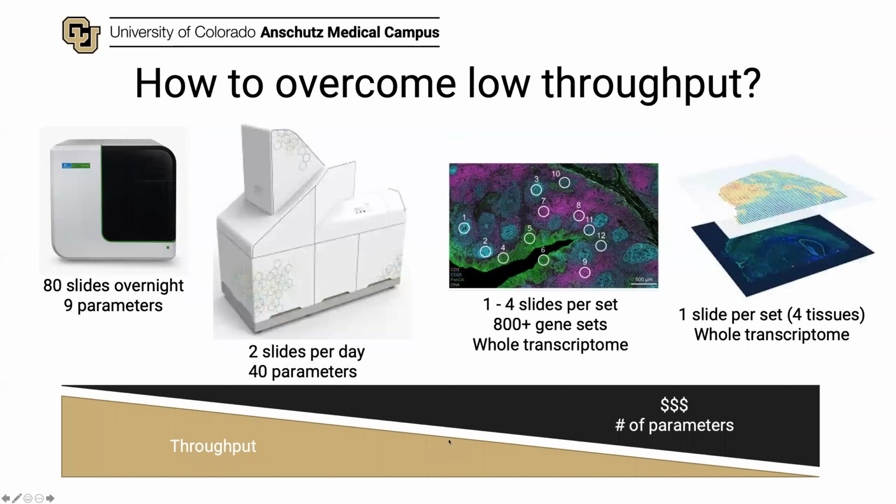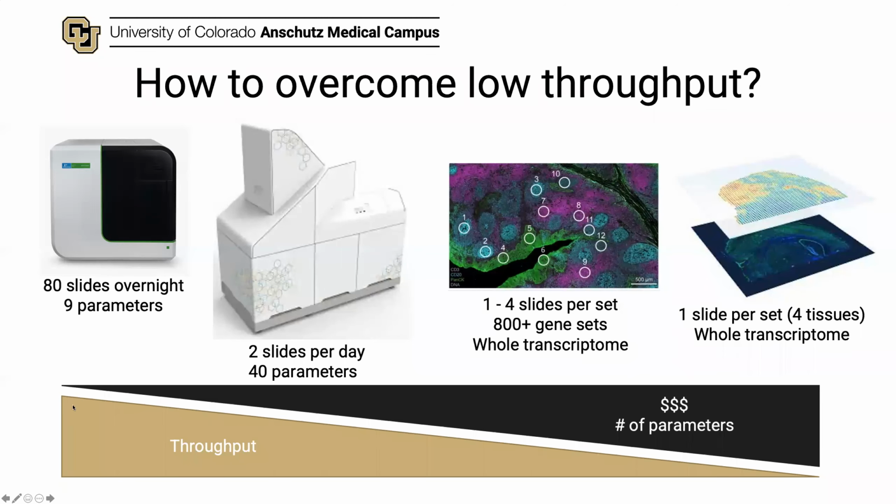Okay, so this isn't exactly true, but it seems to be that there's an inverse relationship between throughput and cost and number of parameters that you can obtain information from. So if you think about how all these technologies work together, if you have a few tissues you want to do a screen on, then these are great technologies to do that because you can get whole genome or whole transcriptome information from your tissue. It's obviously very expensive and a huge number of parameters.